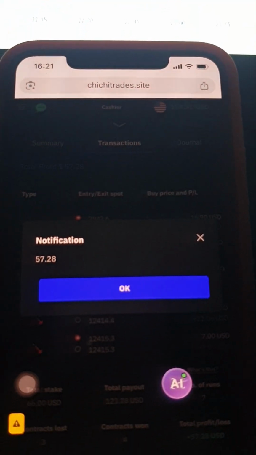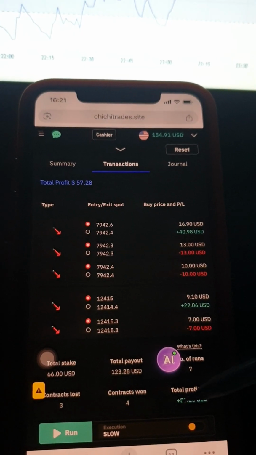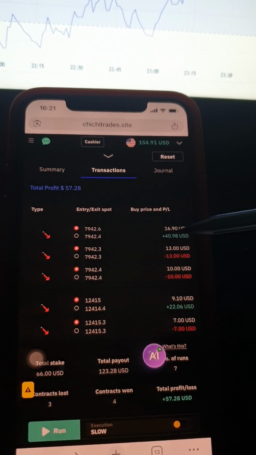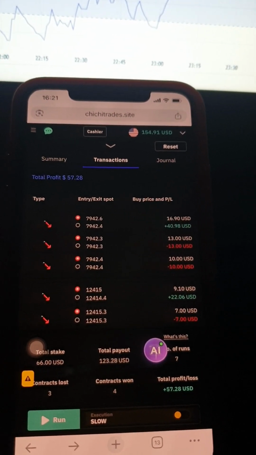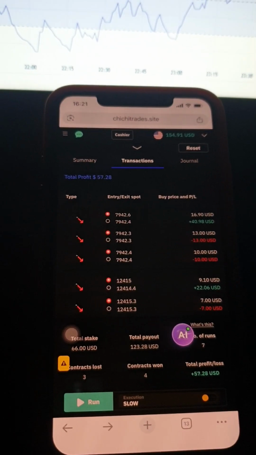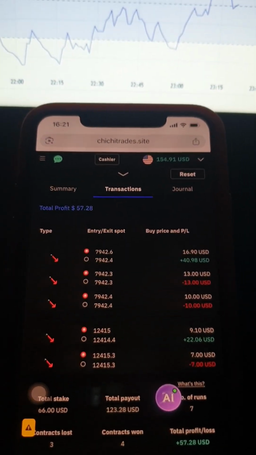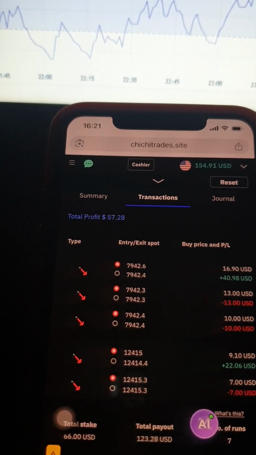So let's see, that's a recovery. We have successfully printed $57. You can see we encountered 2 losses, but a stake of $16 gave us $40, as simple as that. So this is the step indices strategy well explained, and that's how you can make money using this strategy.